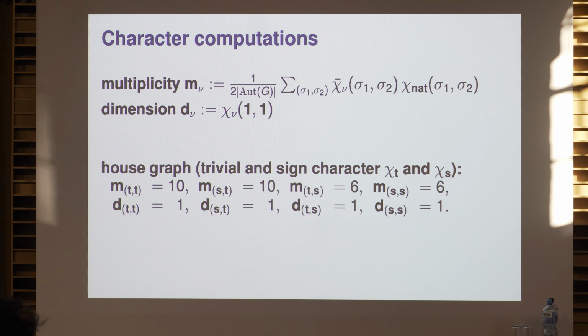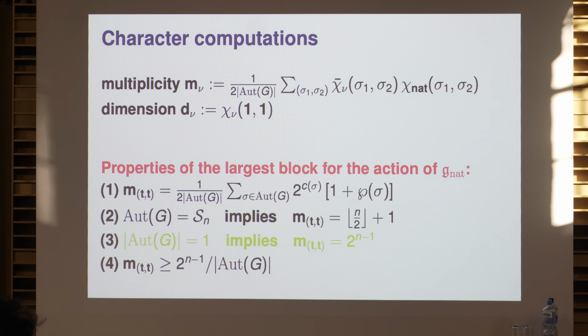And the dimensions here are all 1. So this house graph case is a little bit special in that it is multiplicity free, which says the irreducible and the isotypical decompositions are the same. From there we have some trivial consequences. So this is the trivial representation, and we now have a formula. This corresponds to the biggest block, which we are interested in. And if the automorphisms are the full symmetric group, then we have this very simple formula.